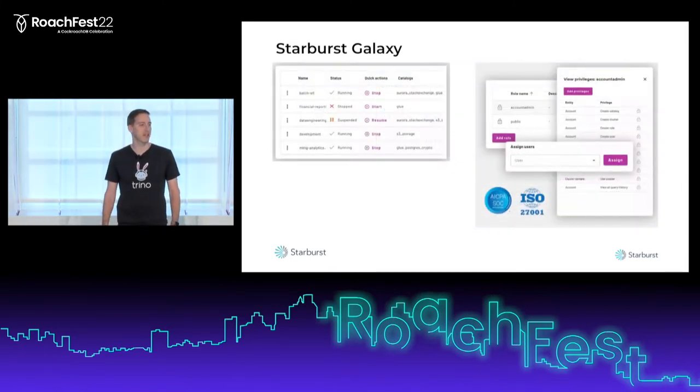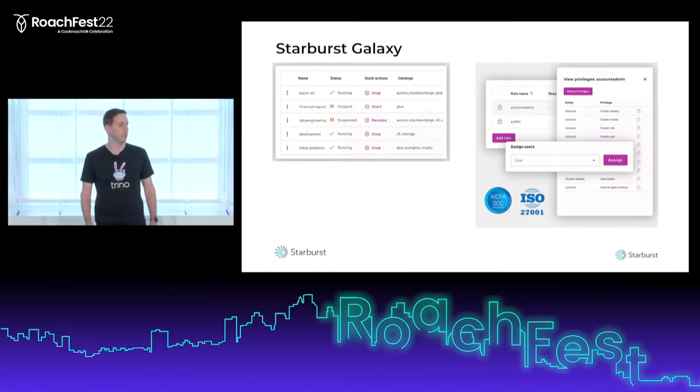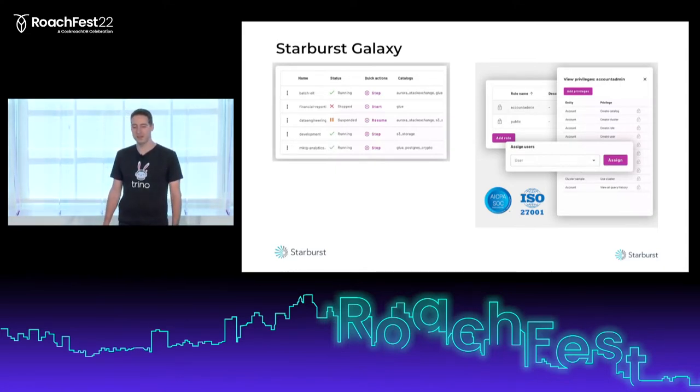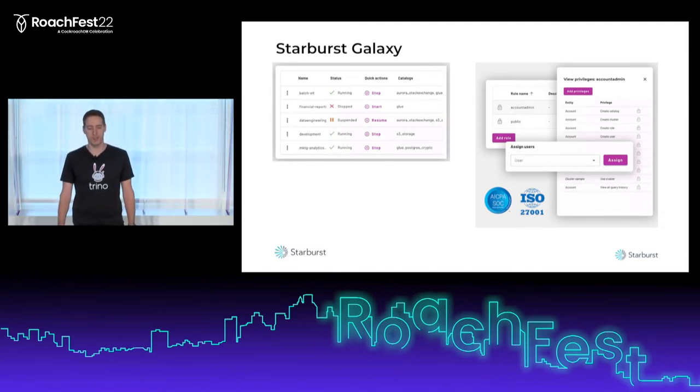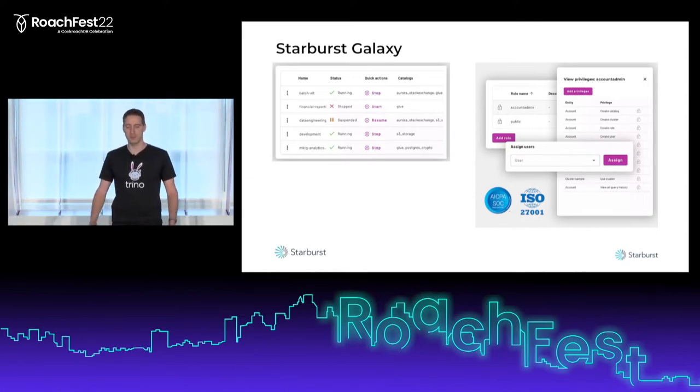So Starburst Galaxy has to store a whole lot of operational data. You've got all of your clusters. It's got to manage the state of those clusters, like what version they are, if they're out of date, the deployment status. It's got a full authentication and authorization system using a role-based access control model. And all that data is stored in Cockroach. And so you've got users and roles and permissions assigned to these roles.